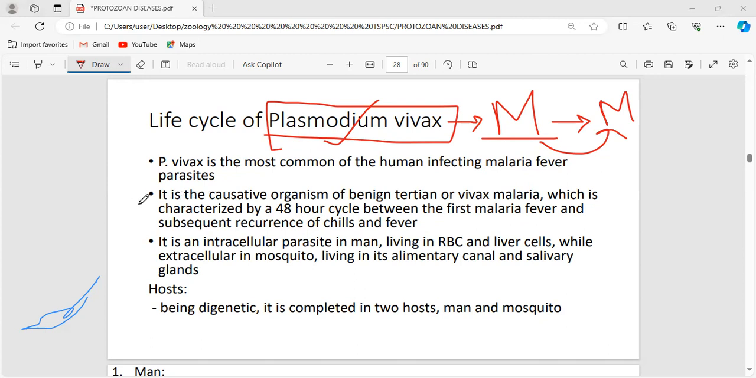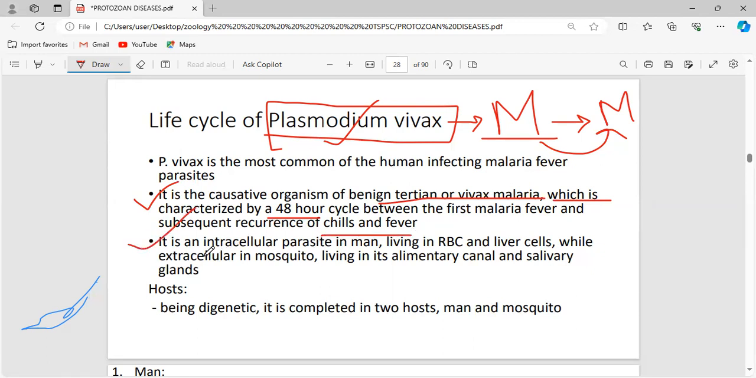It is the causative agent of benign tertian or vivax malaria, which is characterized by a 48-hour cycle. Only after this incubation period do we have the malaria; we experience the chills and fevers.